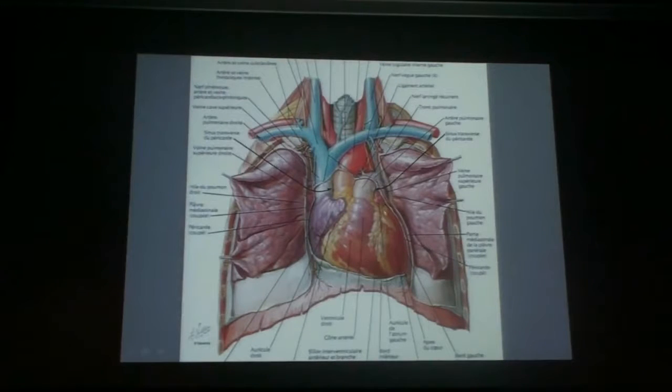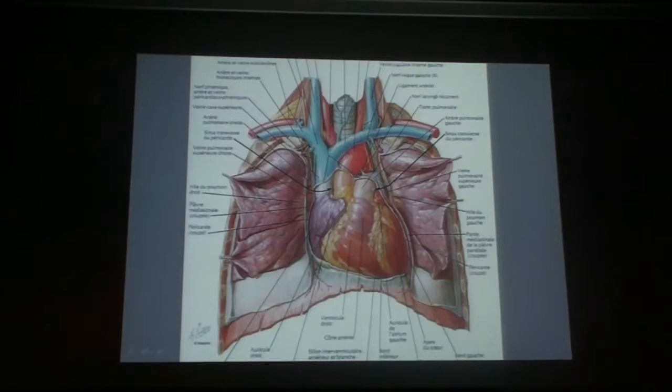So this is a normal view of the heart and the thorax. Now you can see the location of the heart. It's in its normal position, with the right atrium, the right ventricle, and the left ventricle in appearance, and the left atrium being in the back of this presentation.